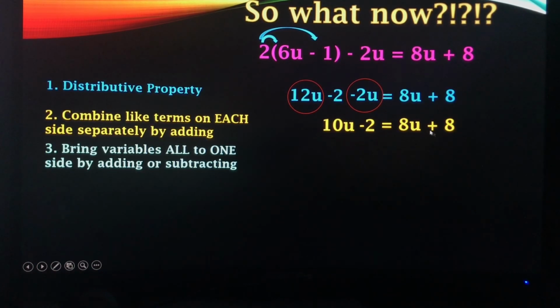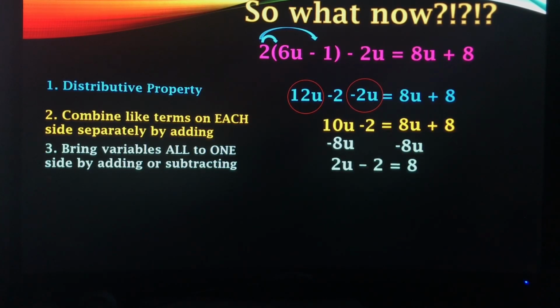Like I said, I like to bring my variables from the right to the left. So to undo a positive, it is a positive because there's no sign there, I'm going to subtract it. If I subtract it on the right, I must subtract it on the left. That's going to leave me with 2u minus 2 equals 8.